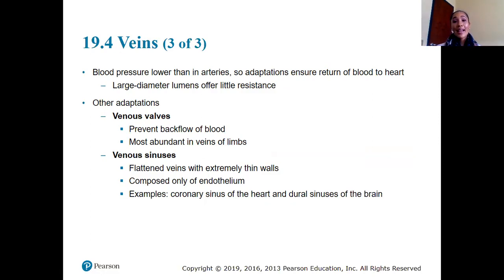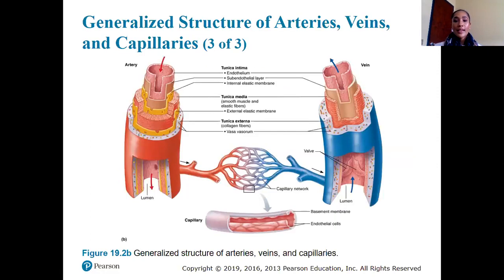We also have venous sinuses. They are flattened veins with extremely thin walls, composed only of endothelium, and we find them in the coronary sinus of the heart and in the dural sinuses of the brain. And here's that same diagram showing us again the differences in structure between arteries, veins, and capillaries.